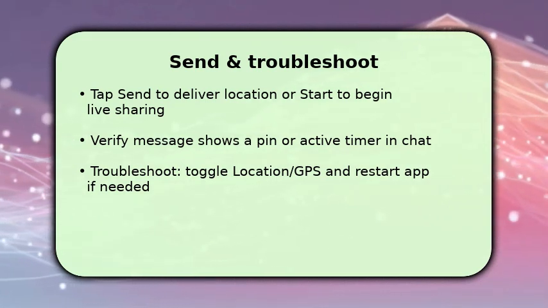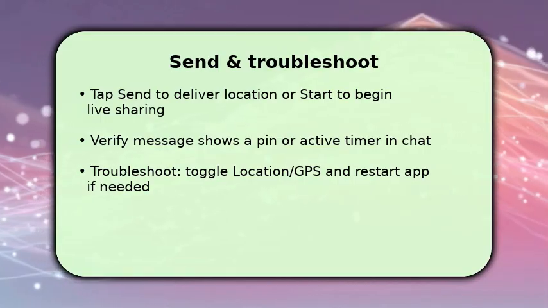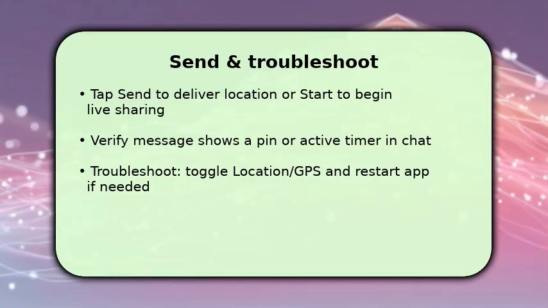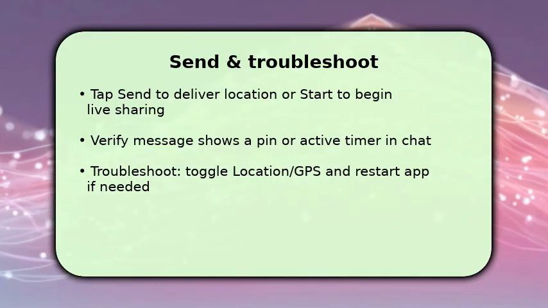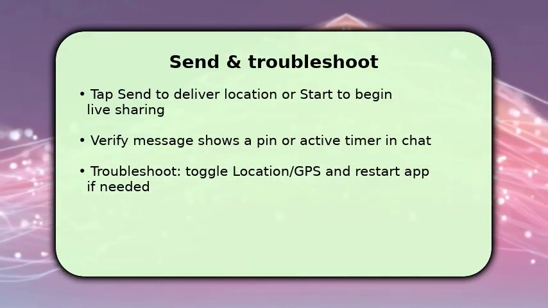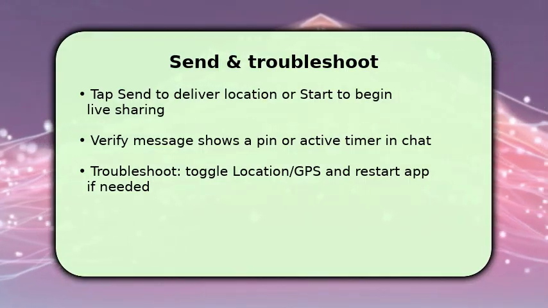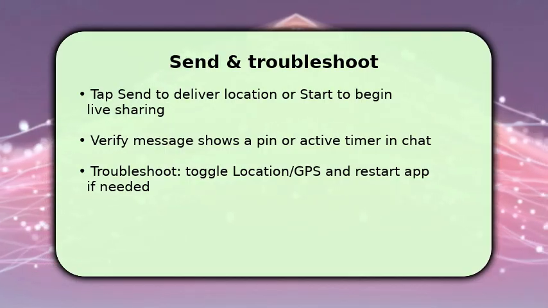If the location won't send, make sure GPS is enabled and WhatsApp has permission. Toggle location off and on, restart the app, and check network connectivity. If problems persist, reboot the phone to clear any stuck services.